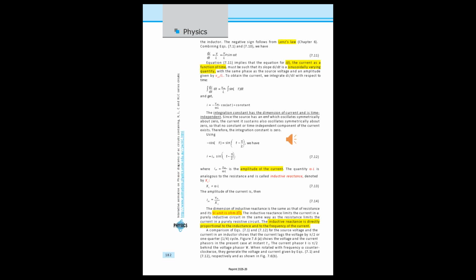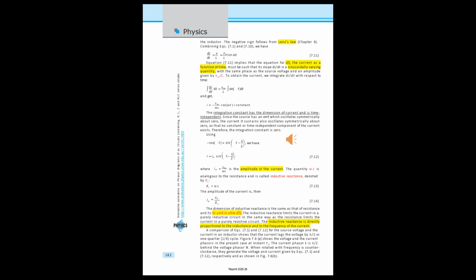The dimension of inductive reactance is the same as that of resistance and its SI unit is ohm, given by the symbol omega. The inductive reactance limits the current in a purely inductive circuit in the same way as the resistance limits the current in a purely resistive circuit. The inductive reactance is directly proportional to the inductance and to the frequency of the current.